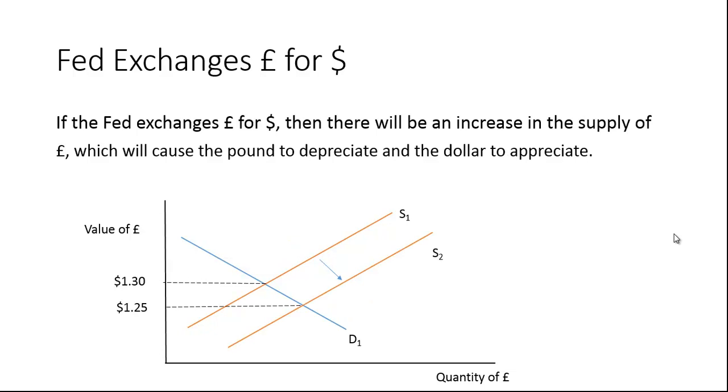If the Fed exchanges pounds for dollars, then there's going to be an increase in the supply of pounds, which causes the pound to depreciate and the dollar to appreciate. So this is the case where the supply curve shifts down, and when supply increases, what happens to price? Price falls. So here the pound depreciates, which is the same as the dollar appreciating.